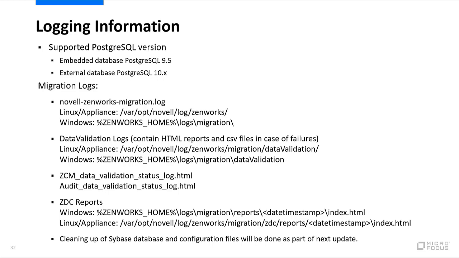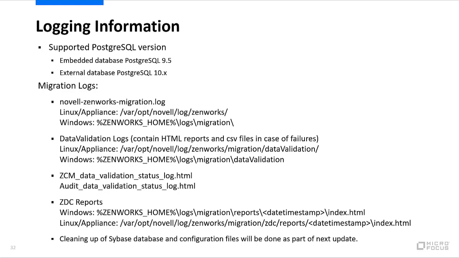If you want to see what's going on or what actually transpired, the Novell ZENworks migration log is in those directories there under the logs directory. Under the logs directory, it'll have a migration directory so that you can see all the separate migration logs. Data validation logs, and those are the HTML reports and CSV files in case there's failures.